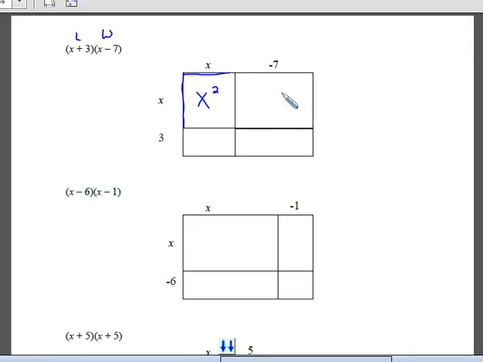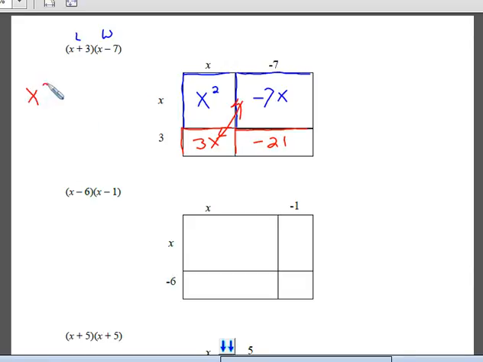Now, to find this area, I'm multiplying the length, which is here, x, times the width, which is negative 7, negative 7x. Now I'll come down here, switch the colors up, length, which is 3, times this width, which is x, 3x. And then this one here, length, which is 3, times width, which is negative 7, negative 21. Now, some of you may notice we have some like terms right here and here. So you can combine those either in your head, or it probably makes more sense to write it all out.